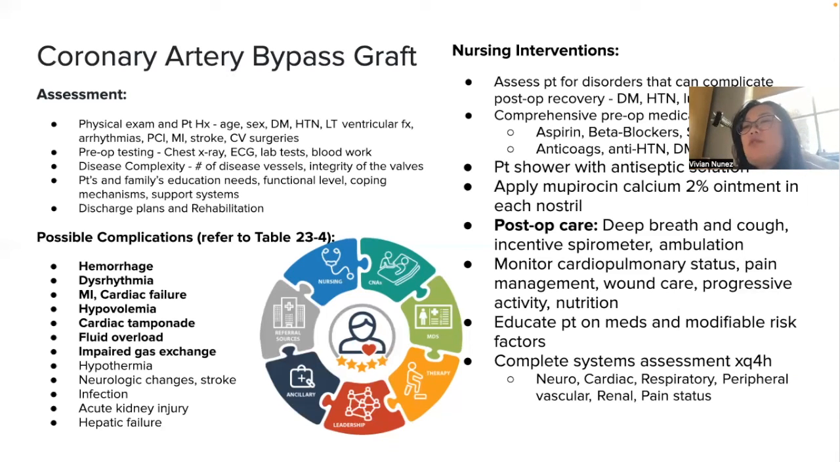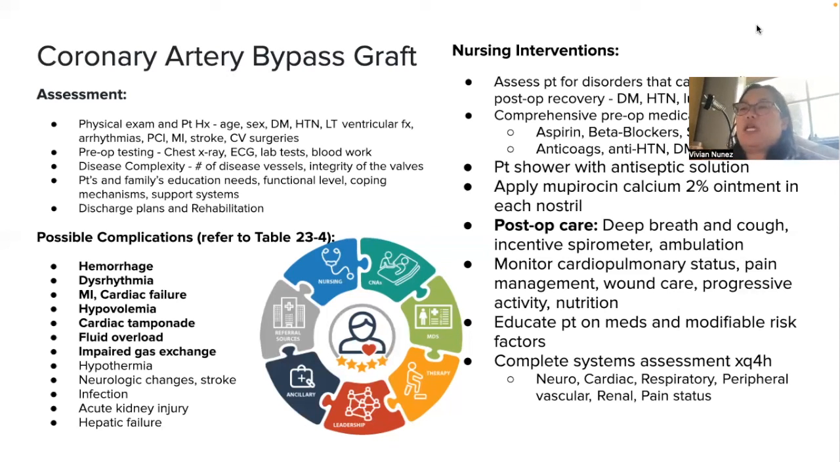Because of that, for nursing interventions, we have to assess the patient for disorders that can complicate their post-operative recovery, like diabetes, hypertension, and lung disease. They might be on medications like aspirin, beta blockers, statins, coagulants, anti-hypertensive meds, and diabetic medications. When it comes to care, patients need to be bathed in an antiseptic solution, and they're going to have to apply mupirocin calcium 2% ointment in each nostril to prevent any infection of the surgical site on the chest.